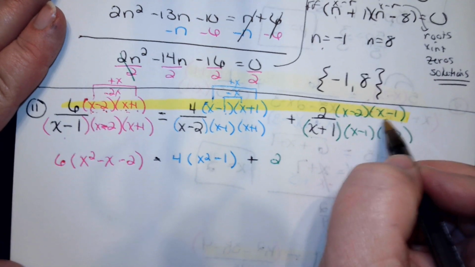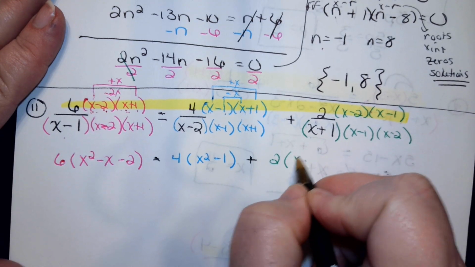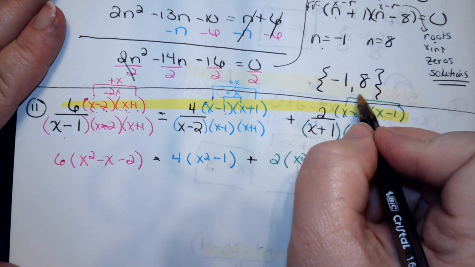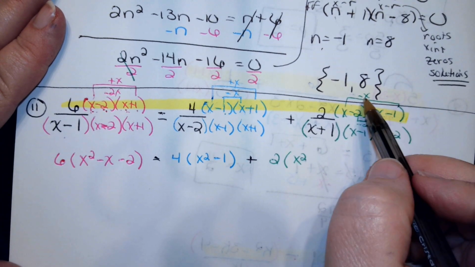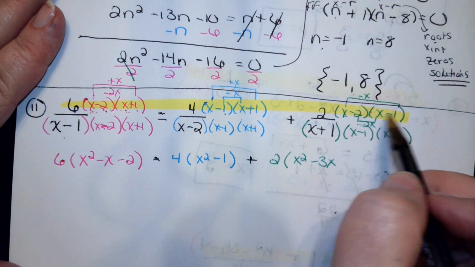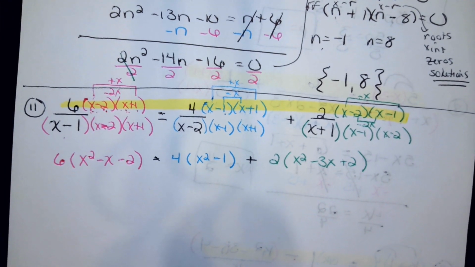Alright, and now looking at our last one, number 4. X times x is x squared. X times negative 1 is negative x. Negative 2 times x is negative 2x. Negative 1 minus 2 is negative 3. And negative 2 times negative 1 is positive 2. So, whew. Now that we got everything FOILed, now we're going to use our distributive property.